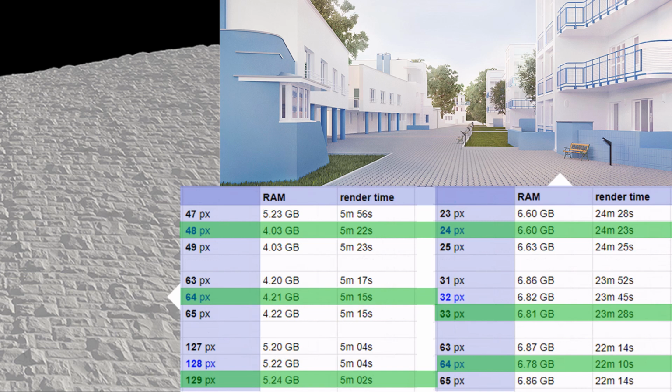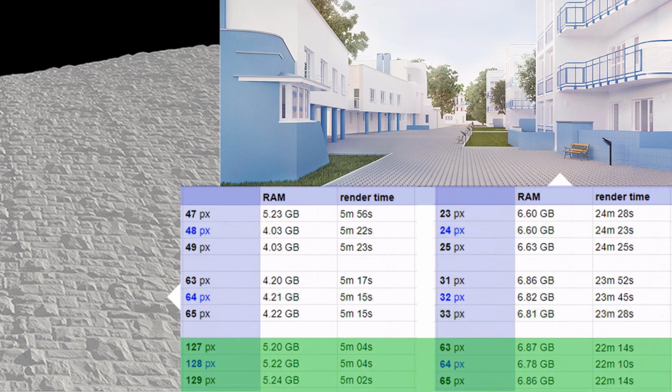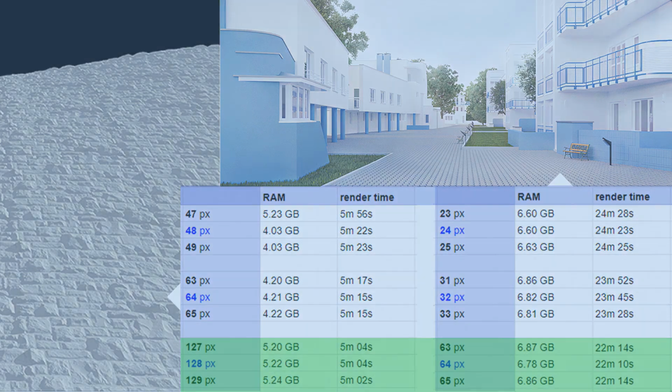In general, the differences in render times are not very big, but it looks like there is no reason to use bucket sizes which are not a power of 2. Also in this test, it's visible that bigger buckets in general gave shorter rendering times.